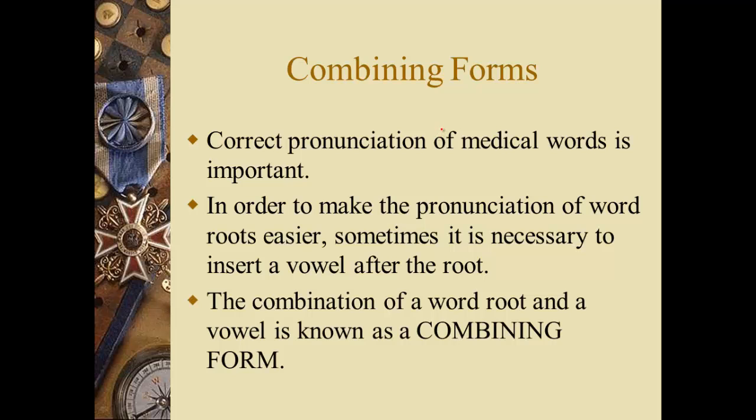The combination of a word root and a vowel is known as a combining form. This sounds complicated, but it's really not. Remember, cardi is heart. Sometimes we have to add an O here or an A here, and that's all it is. If I add an A here, then it's a combining form. So cardia would be a combining form.